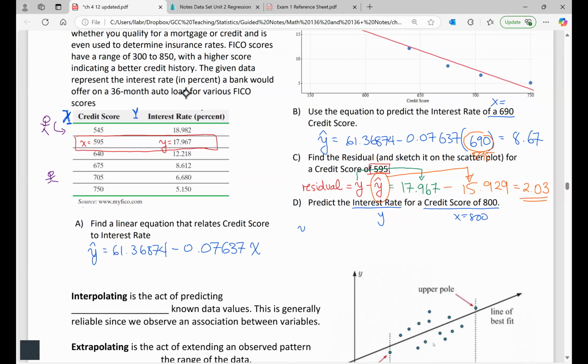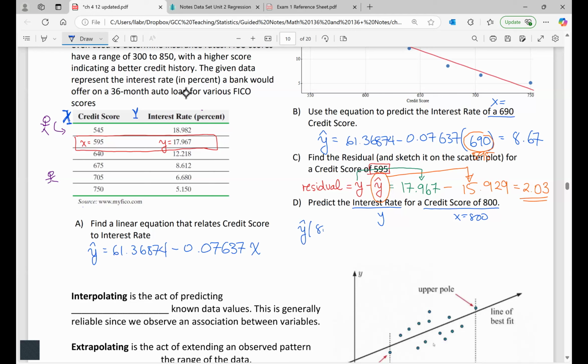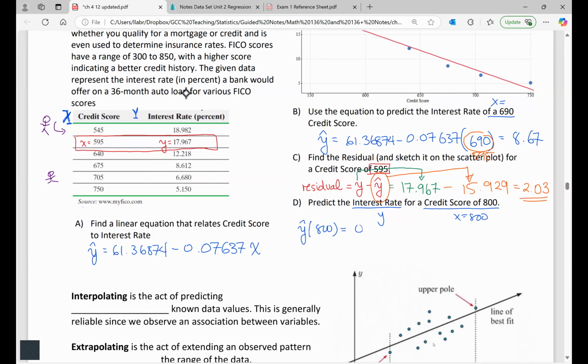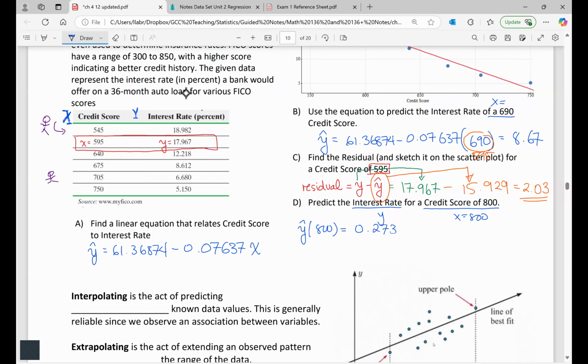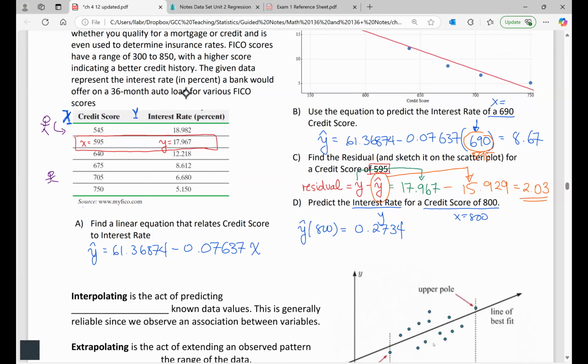So we're going to say that the predicted Y value, when you plug in 800, is going to be 0.2734. Again, we get that number by simply replacing 800 in here, right? Because we're predicting. So we're evaluating that line when X is 800. So there's nothing stopping you from plugging in really any number.